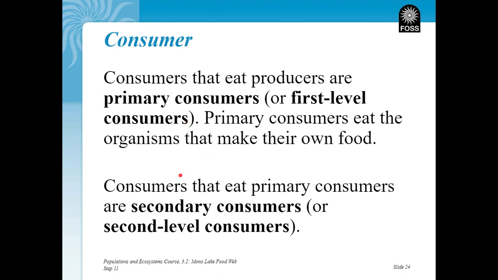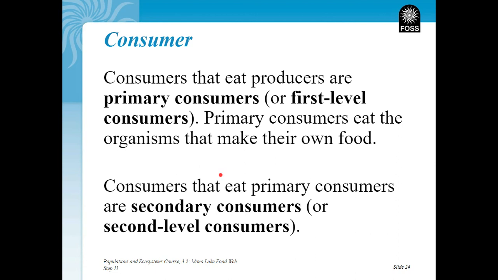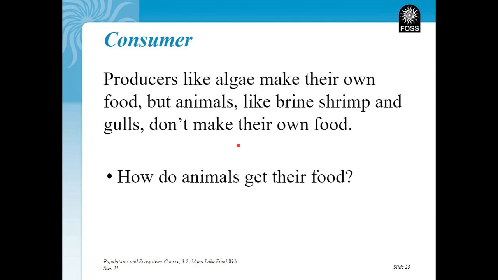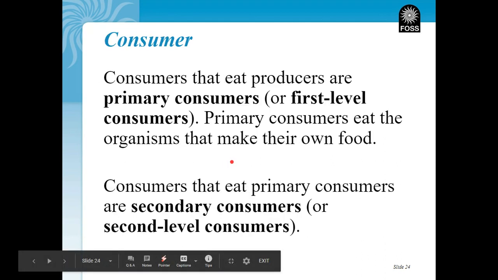And the nice thing is we can keep going. You should have in your food webs consumers that eat other consumers. Anybody that eats the primary consumers, we would call their next in line, their secondary or second level consumers. So it's just another way to organize your food web and make it a little bit easier to understand. If we go back again, remember our producers, organisms that make their own food, and then we have our primary consumers, then our secondary consumers, and I think you know where we're going with this.